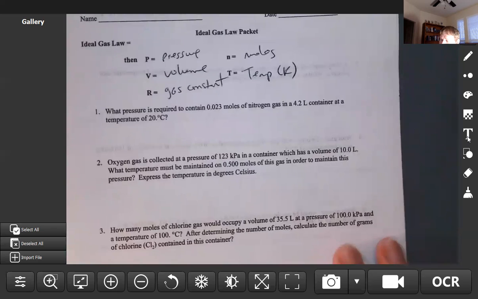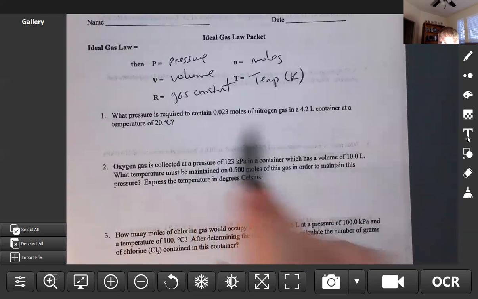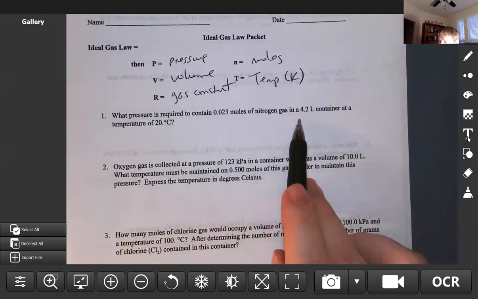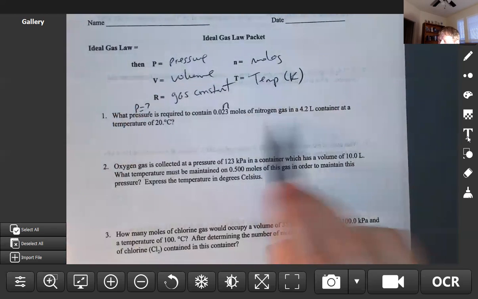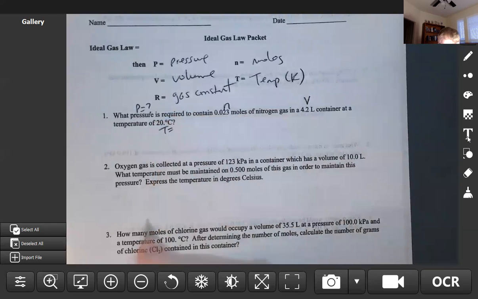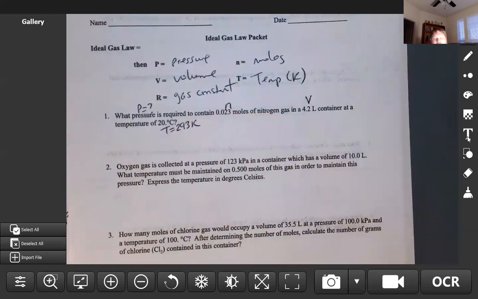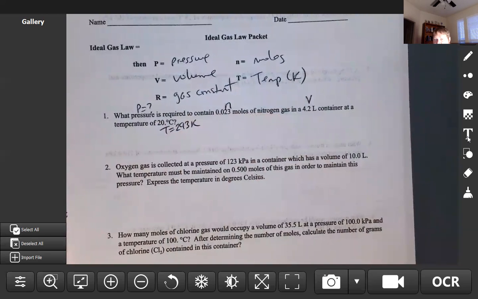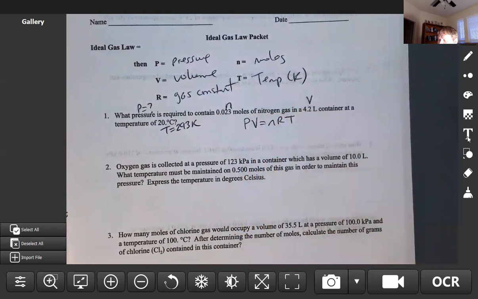So let's do some PV = nRT problems. What pressure is required to contain 0.023 moles of nitrogen gas? So here's our n. Pressure is our question. In a 4.2 liter container, that's our V. And here's our T, and our T is in Celsius. Let's just be done with that: 293 Kelvin. Add 273 to get to Kelvin. All right, well, this is it. We know what our variable is. It's P. And our equation is PV = nRT, just like that. So the only thing I guess you would say we're missing is a value of R.